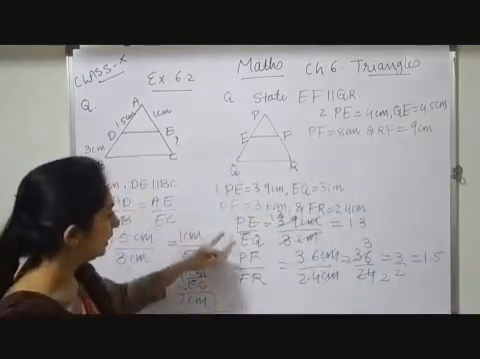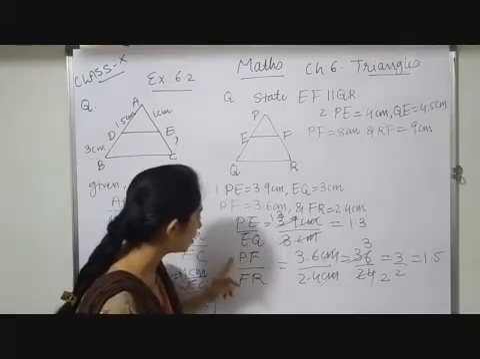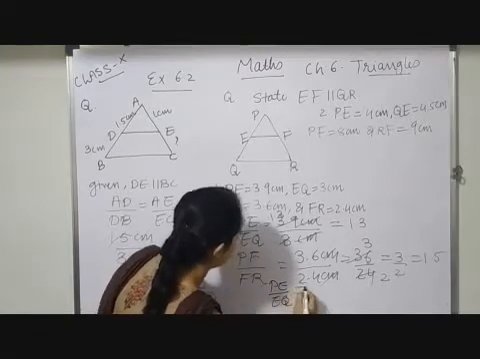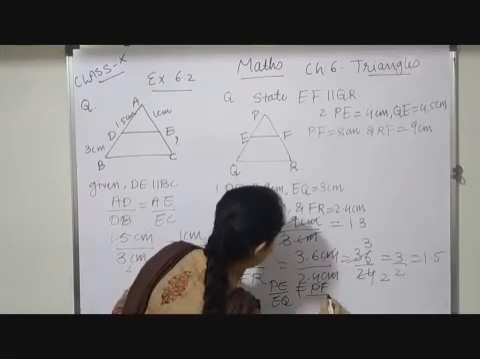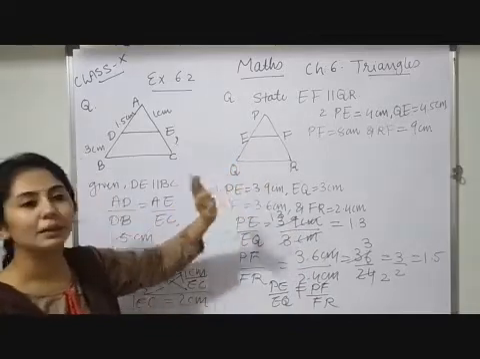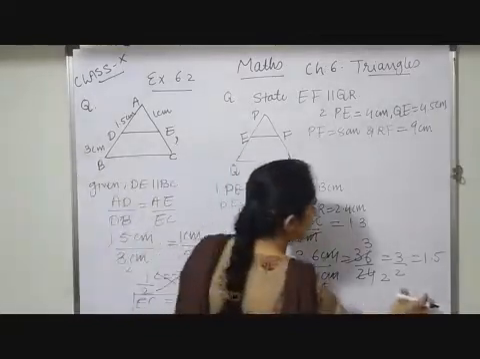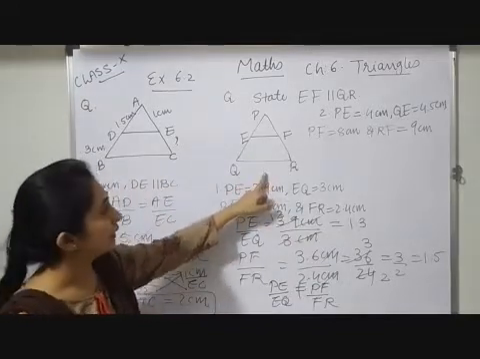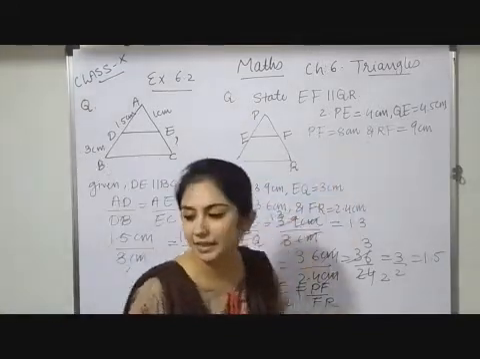Now you can observe here PE upon EQ is not equal to PF upon FR. So therefore EF is not parallel to QR. Here you will conclude that therefore EF is not parallel to QR. Similarly, we will see this second case.